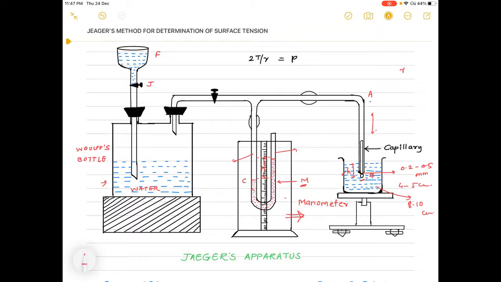So what is happening as the water is dripping into the Wolf's bottle from this funnel F? That much amount of air which is present inside this Wolf's bottle will be displaced by the water.